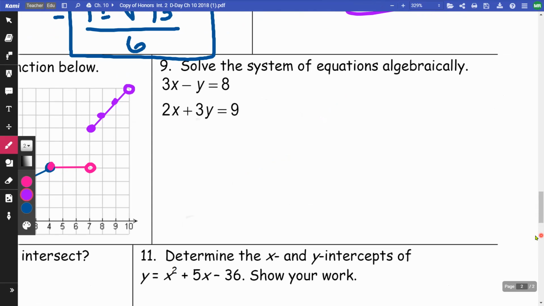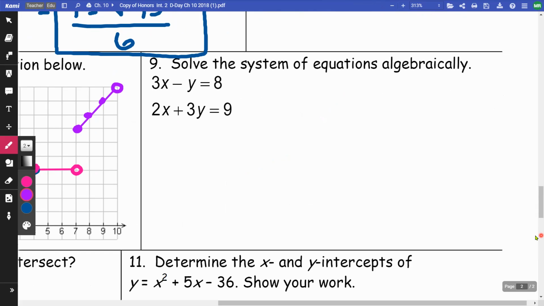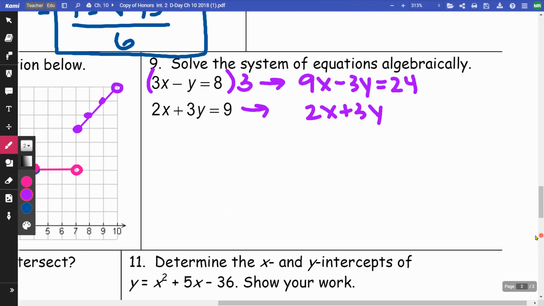On number 9, we're going to solve this system. I'm going to use elimination. I'm going to multiply this by 3. So I get 9x minus 3y is equal to 24. The second equation, I'm keeping the same: 2x plus 3y is equal to 9. I'm going to add these equations together. 11x is equal to 33.